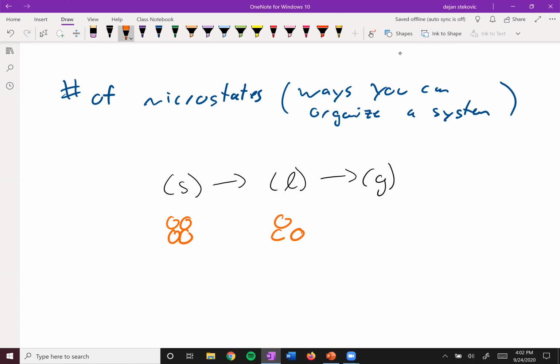When you go into a liquid, all the molecules are still touching one another, but now they're actually free to move around. And so now we can organize this system in more ways. And then finally, in a gas, they're just flying around all over the place. And so we can organize a gas in many different ways. And so this one has the most entropy.